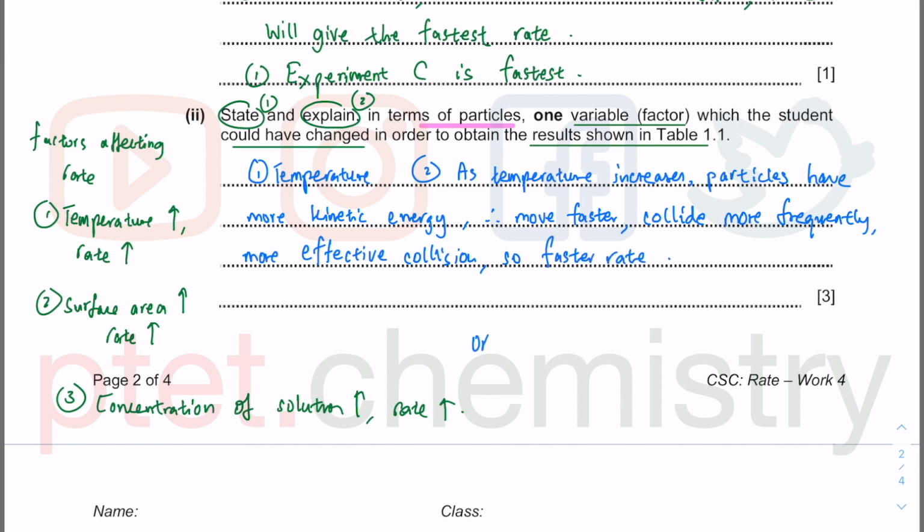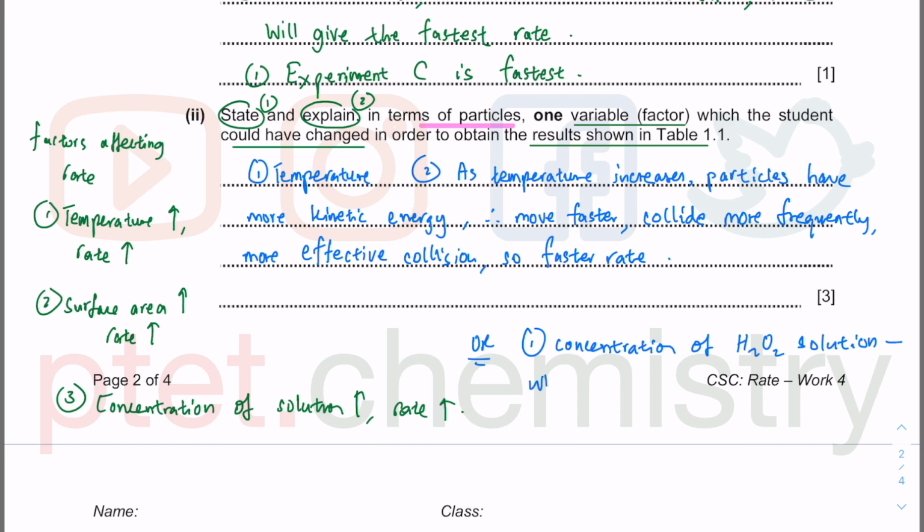Of course, you could also use any of these factors. If you use, for example, the concentration of the H2O2 solution, the formula of which was given at the beginning of the question, you don't even need to know the chemistry because it was given in the question, if you can read the question.